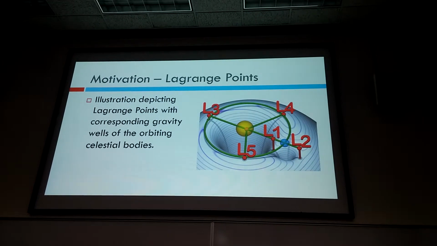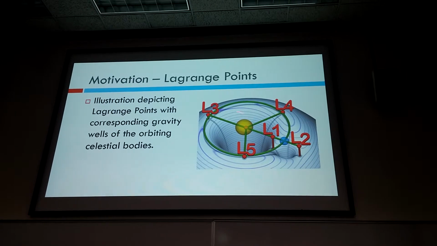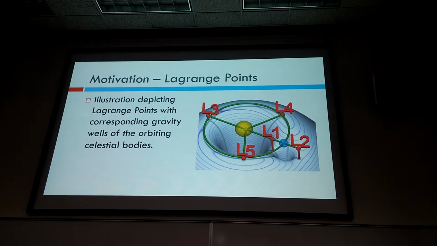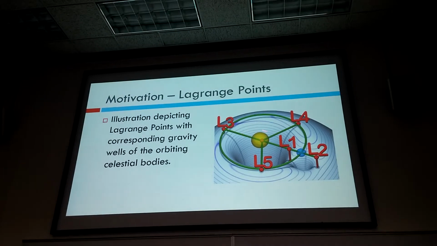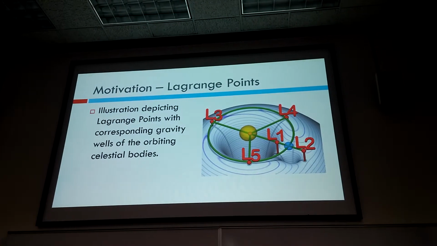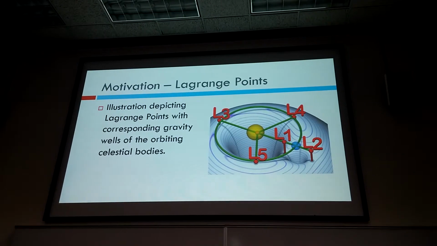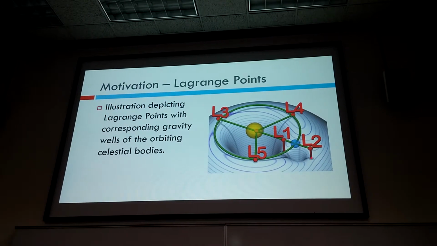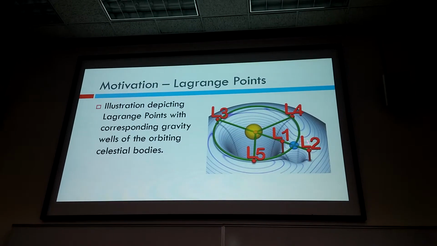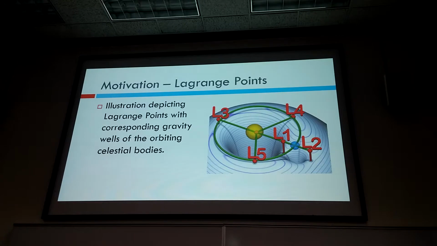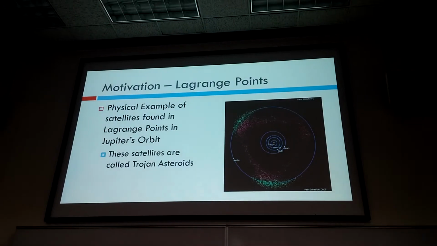Just to give you a visual diagram, here I've included the Lagrange points with the gravity wells of the orbiting bodies. You can see if a satellite or asteroid is too close, it will just orbit or fall into one of the gravity wells. If it's too far, it will fall away. However, if it's positioned within one of these 5 points, it's a relatively stable position, and it will stay there throughout the period of orbiting the bodies.